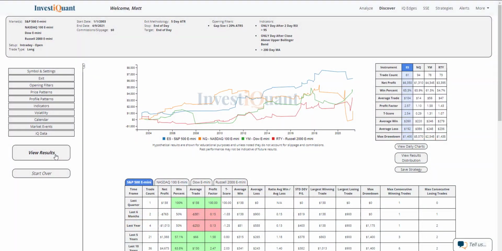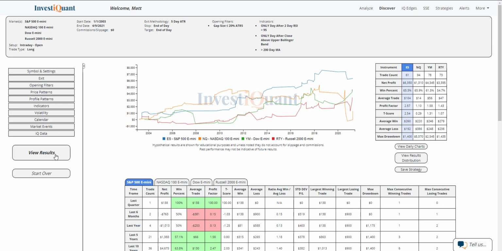And here we go. These are the results based upon entering the market long at the open of regular trading hours, 9:30 a.m. Eastern Time, and exiting at the close, which is 4:15 p.m. Eastern Time, when you open fairly flat, and I'm defining that as opening within 20% of the 5-day ATR in either direction from the prior closing price, after a day that had a 2-day RSI reading of above 95 and closed above the upper Bollinger Band. This is taking place in a bull market, which I've defined as above a 200-day simple moving average. Historically, we've got 61 samples in the S&P dating back to 2003, the NASDAQ coming in with 94, the Dow 78, and the Russell 73.